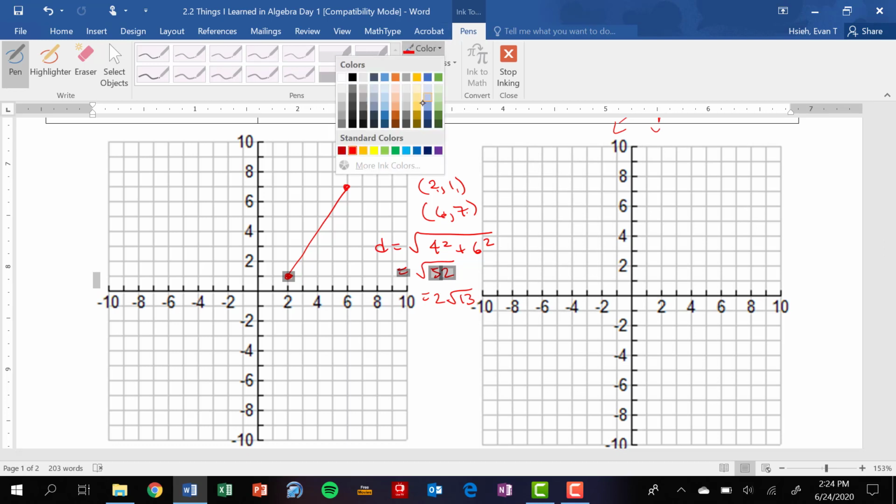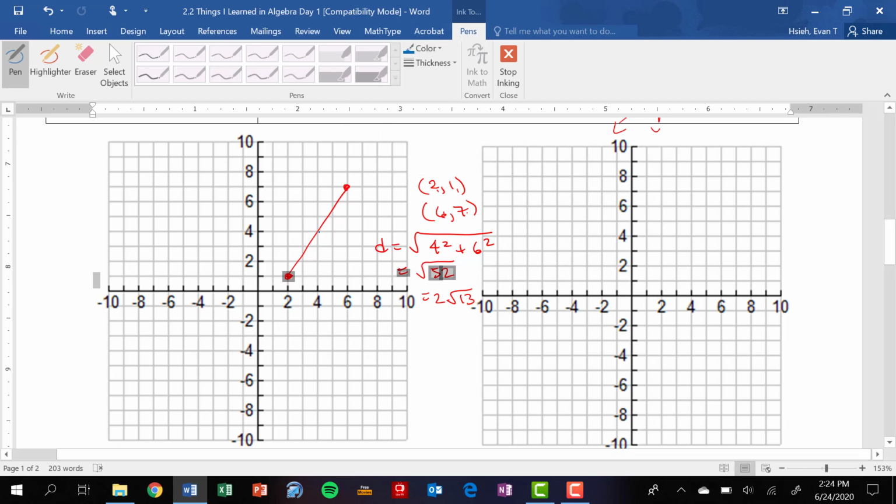If I want to find the midpoint, I can see here that the midpoint is just going to be 4, 4. But if I wanted to do this algebraically, the midpoint is equal to the average of the x's, in this case 2 plus 6 divided by 2, and then the average of the y's, 1 plus 7 divided by 2. Hopefully you can see that 2 plus 6 divided by 2 is just 4, and then 1 plus 7 divided by 2 is 4, so it's 4, 4.